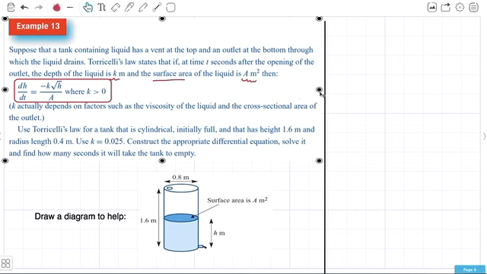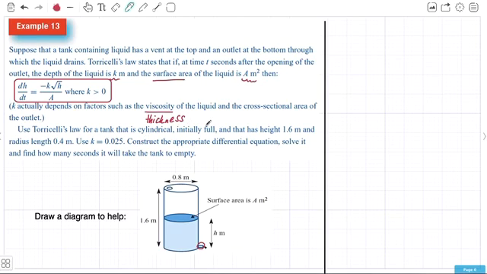Now the k in that equation depends on different factors, including viscosity. Viscosity is sort of denseness or thickness of a fluid. For example, honey is very highly viscous because it's quite gooey, whereas water is not very viscous, it's quite runny. It also depends on the cross-sectional area of the outlet, so how big this outlet is, and how much fluid it's letting out. So we're going to use Torricelli's law for this tank.